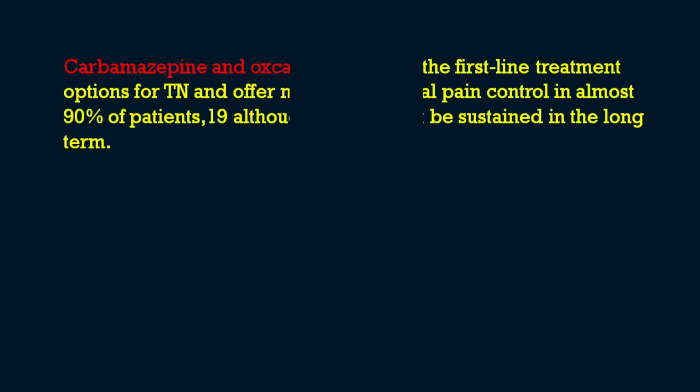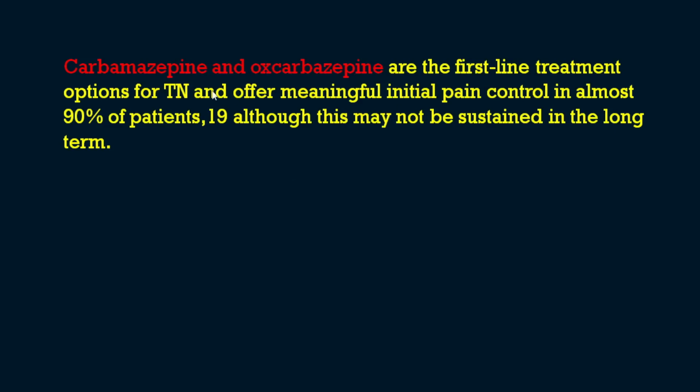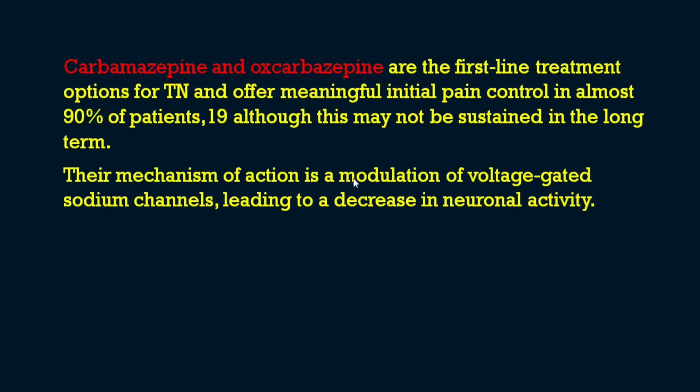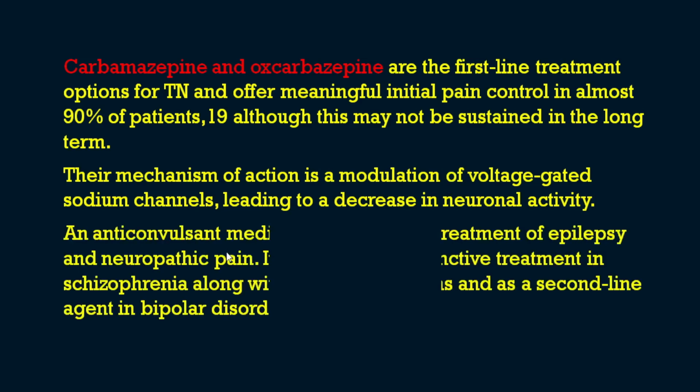Carbamazepine and oxcarbazepine are the first line treatment options for trigeminal neuralgia and offer meaningful initial pain control in almost 90% of the patients, although this may not be sustained in the long term. Their mechanism of action is the modulation of voltage gated sodium channels, leading to a decrease in neuronal activity. So it is acting on the voltage gated sodium channels and thus reducing the neural activity and the pain.